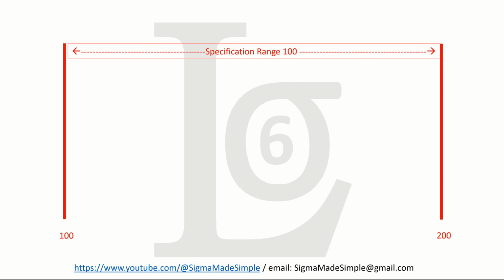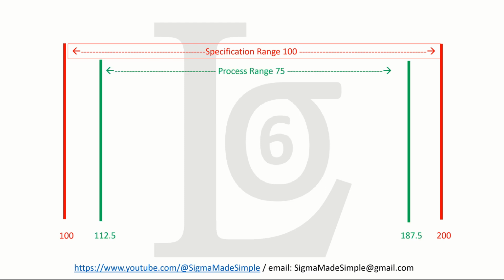So if your specification is 100 to 200 units, whatever they are, your specification range is 100 units. So you want your natural process variation range to be 75 units or less. And for a good CPK, the mean of your natural process variation range needs to be in the middle of your specification at about 150 units. This is called process capability or CPK.